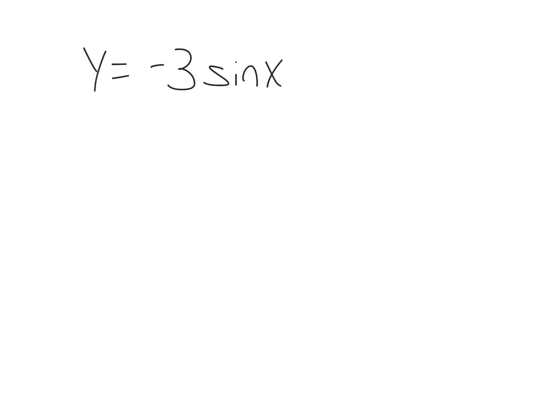All right, let's try this one. We have y equals -3 sine x. What's going on here? -3 sine, so that means we have an amplitude of what? Amplitude of what? 3. Not -3, 3. Okay?